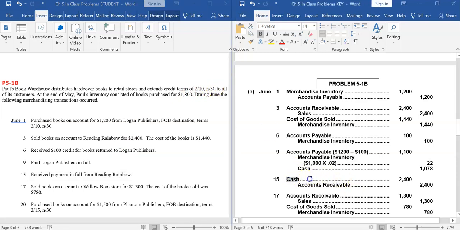Thus, the amount of cash we receive will be the full $2,400, debiting cash $2,400, and paying off the entire receivable. We will decrease our receivables by the full $2,400.